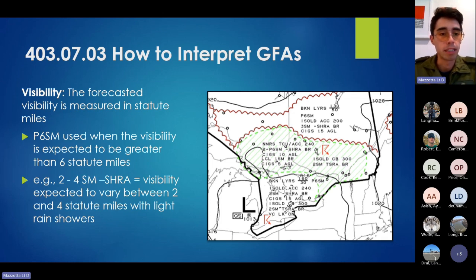Another example is when you have 2 to 4 statute miles light showering rain, which is what that 2 to 4 SM minus SHRA stands for. The visibility is expected to vary between 2 and 4 statute miles with light showering rain. So very similar to what you might see on a TAF. As you can see on this GFA in there.